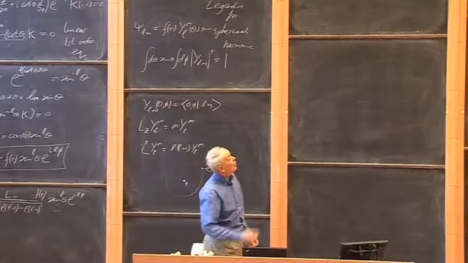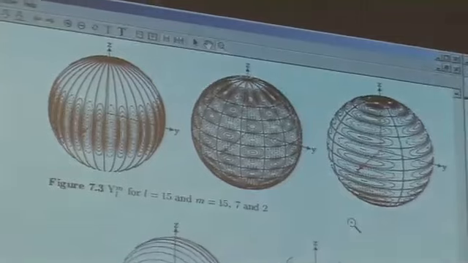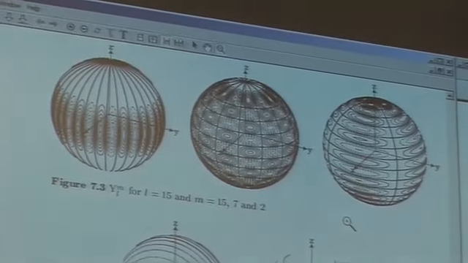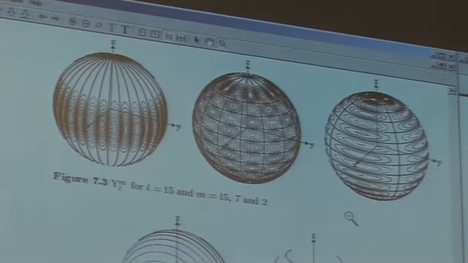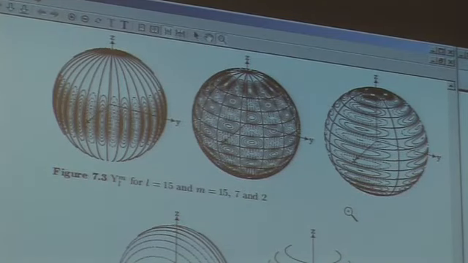And the pictures at the top here are contour maps of the real part of YLM. So YLM is an inherently complex thing, right? YLM consists essentially of PLM, some real function of cos theta, times e to the i m phi. So by focusing on the real part of that complex function, we've got PLM times cos m phi. And these ones at the top are all for L equals 15. This is for m equals 15.